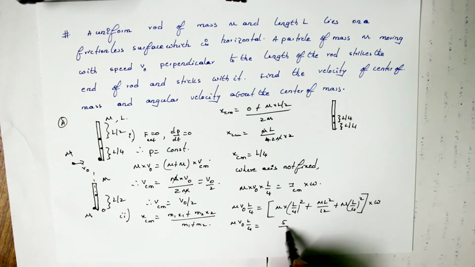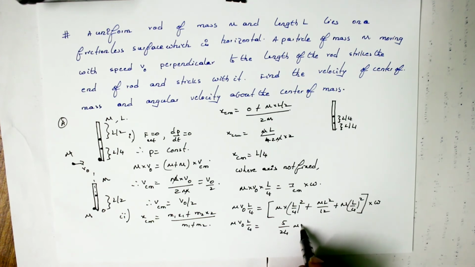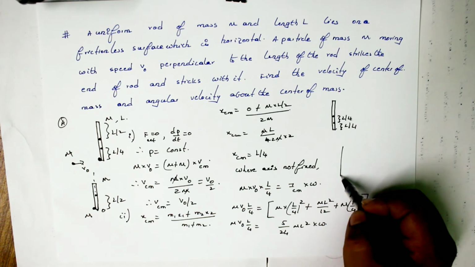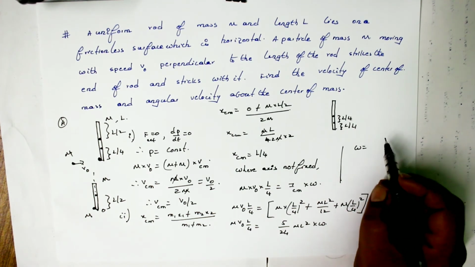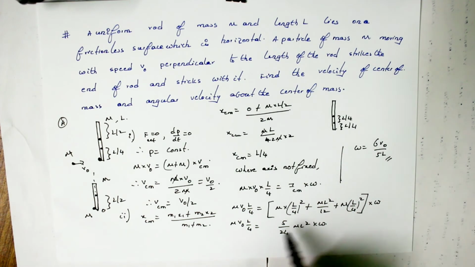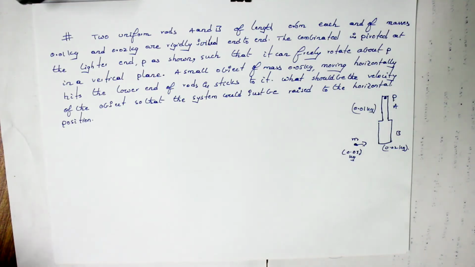If I calculate, it will be equal to 5 by 24 ml square into omega naught. So if I calculate the value of omega, then the answer which I should get is 6v naught divided by 5l. So check this answer. Now let us see this question.